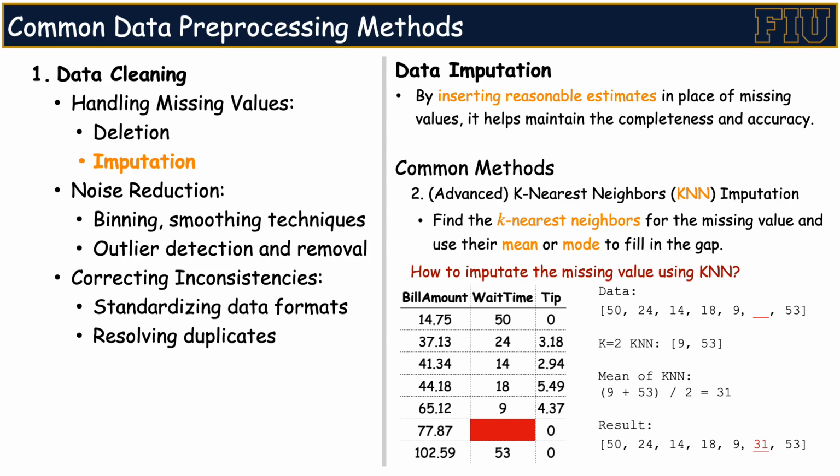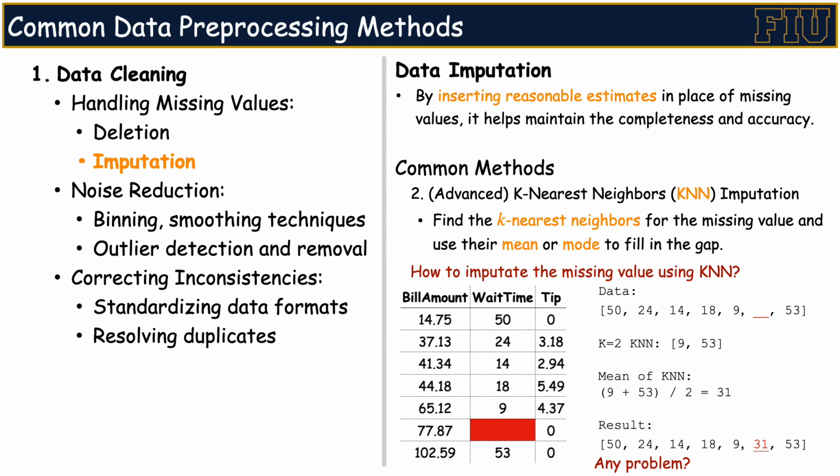By sorting the dataset based on bill amount, we identify the two nearest neighbors of the missing value in terms of wait time as 9 and 53. The mean of these two values is 31. So, we replace the missing value with 31 based on this calculation.